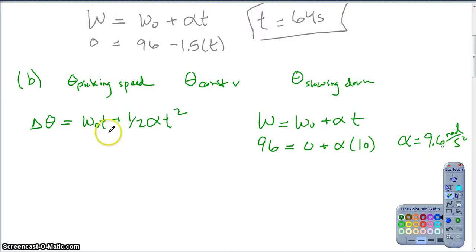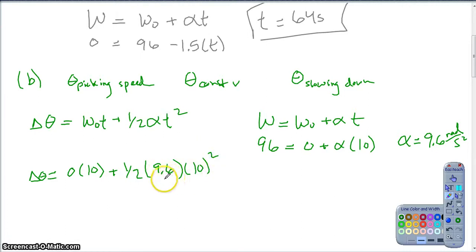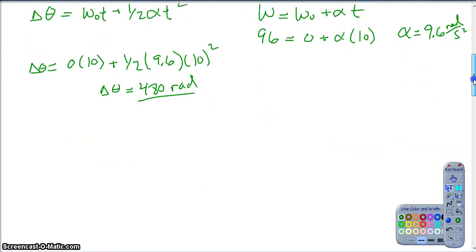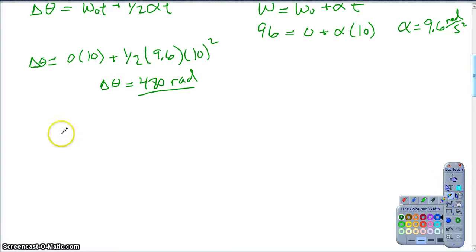So now I have alpha. I can use that over here for my theta equation, for my position function, if you will. So I've got delta theta equals the initial velocity of 0 times 10 plus 1/2, it is a positive acceleration as it's picking up speed, and then times 10 squared. So half of 9.6 would be 4.8. That times 10 squared, so that times 100, and I get 480. So delta theta equals 480 radians. And keep in mind, this is the number of radians and not revolutions. But I'm going to go ahead and find all of my measurements in radians and then just convert them at the end.